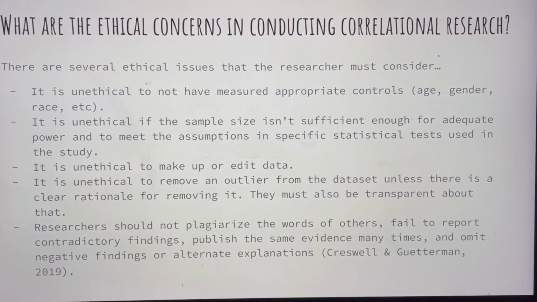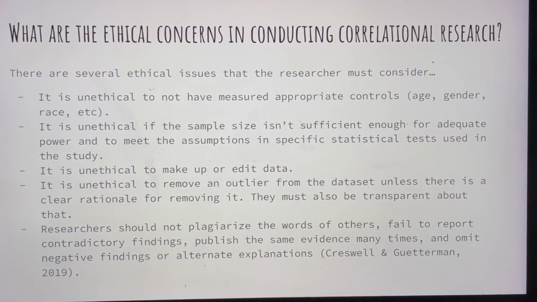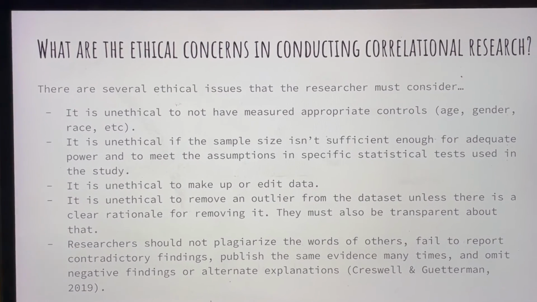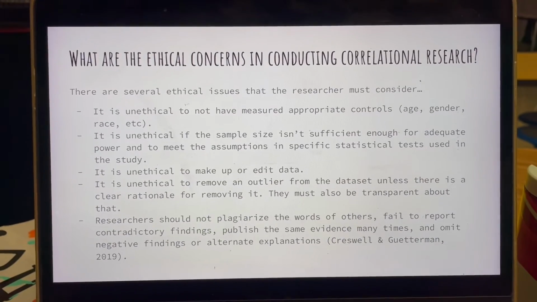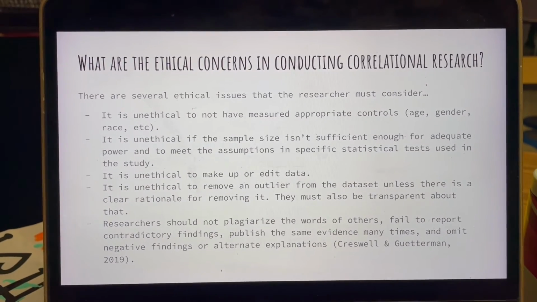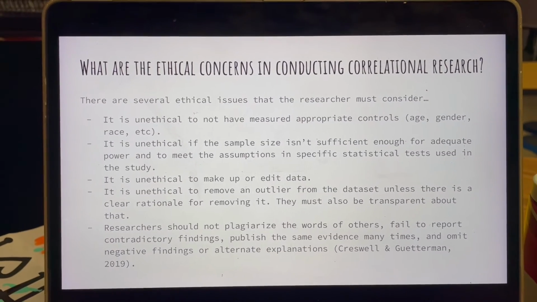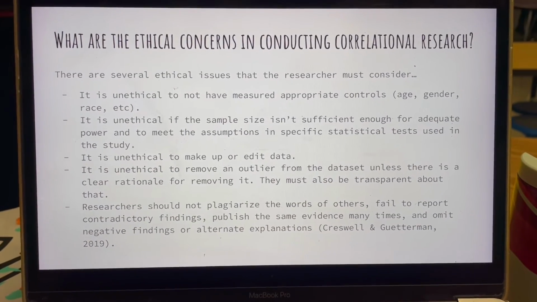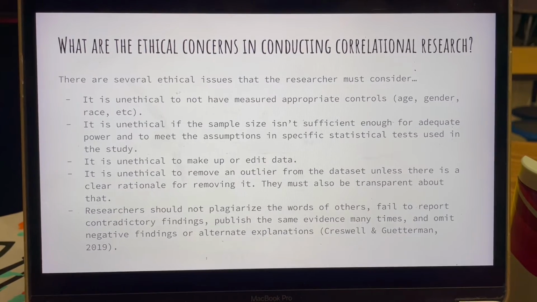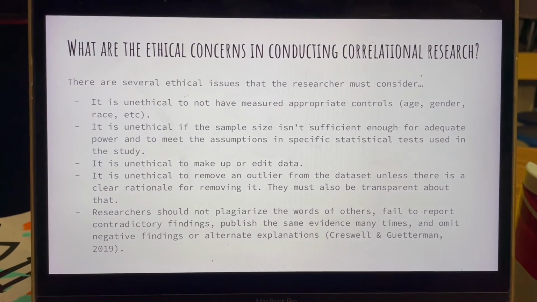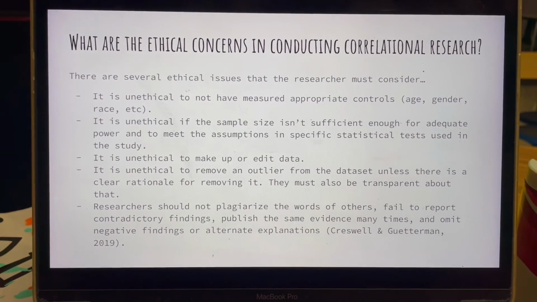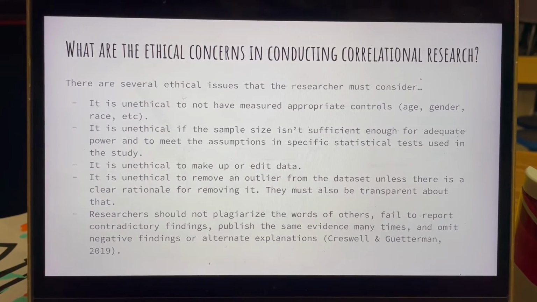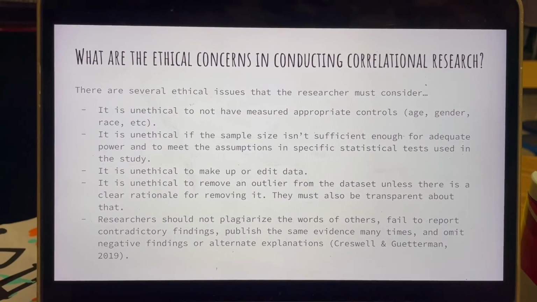What are the ethical concerns in conducting correlational research? There are lots of different ethical concerns and issues that I saw when I researched this in our textbook. I just listed a few here. It is unethical to not have measured appropriate controls, so the things you choose to use, like age, gender, race, need to be appropriate. It's also unethical if the sample size isn't sufficient for adequate power and to meet the assumptions in specific tests used in the study. So your sample size can't be too small or too large. It needs to be sufficient to test what you're trying to do in your study.